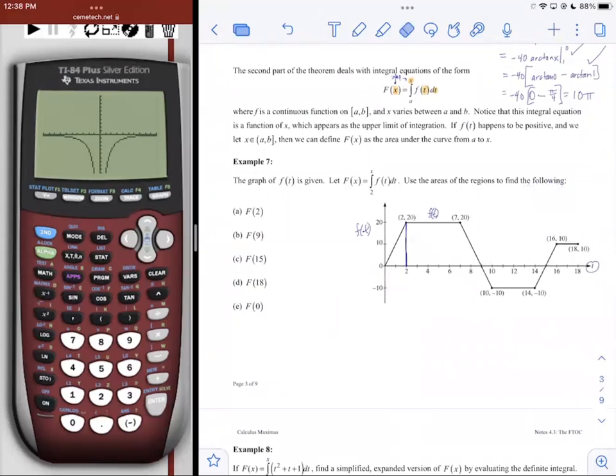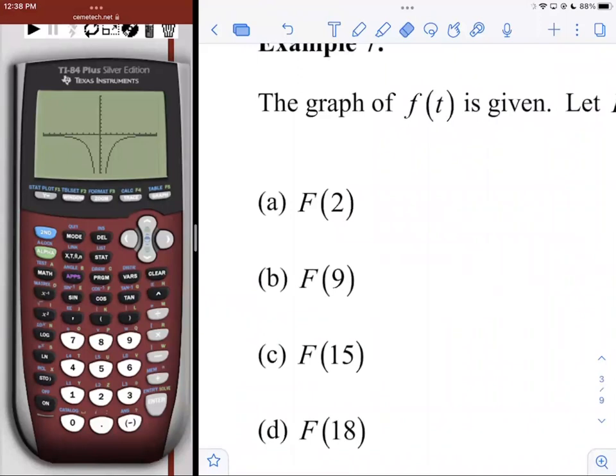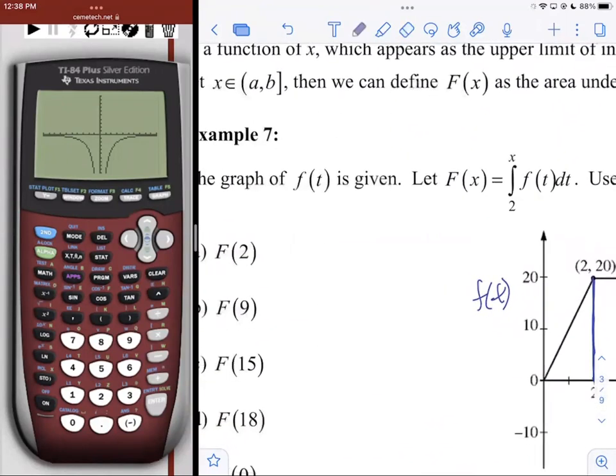All righty. So notice that the graph is made up of line segments. If you have a graph made up of line segments or parts of circles, you can find the area geometrically. Part A, find big F of 2. Okay. Well, step 1, plug it into both sides. Big F of 2 is going to be the integral from 2 to 2 of f of t dt.